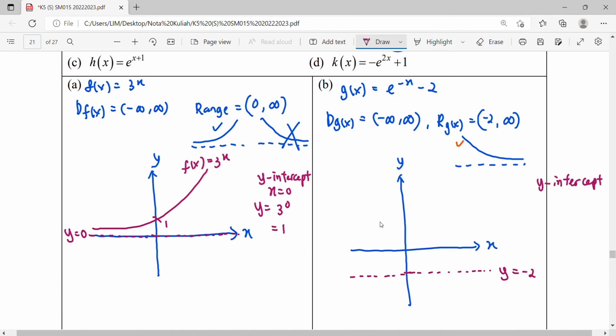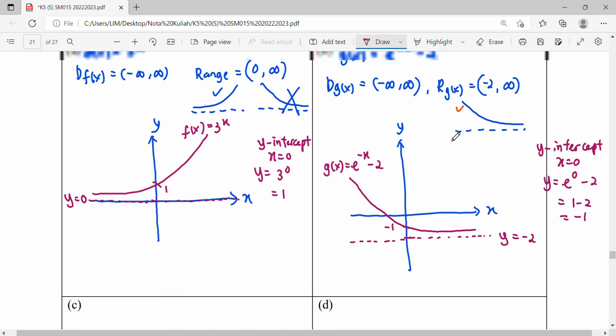So calculate the y-intercept, where we substitute x equals 0 into our graph. e to the power of 0 minus 2. So it will be 1 minus 2, which is negative 1. So don't overshoot the intersection here at negative 1. We'll go parallel to the asymptote, and only start to shoot up here. Lastly, we label our g(x) equals e^(-x) minus 2.